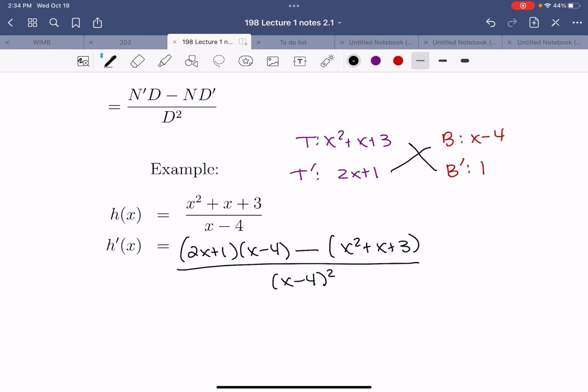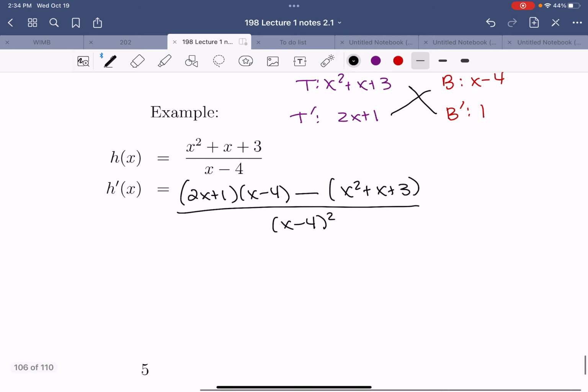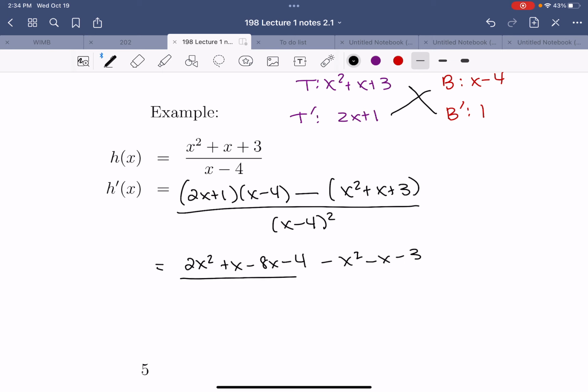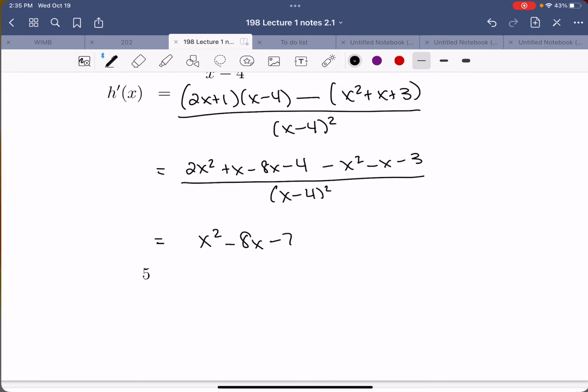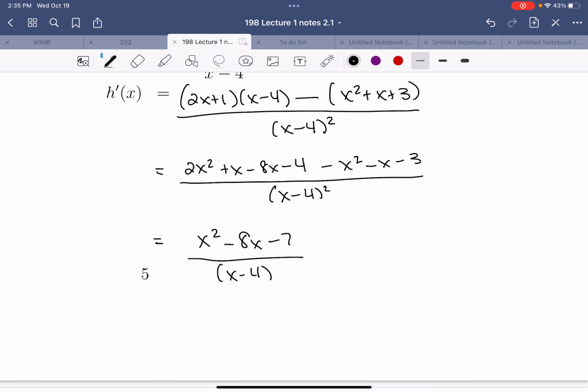When you simplify, I never multiply out the denominator because it's not useful. But I will multiply out the numerator so that I can combine like terms. So this gives me 2x squared plus x minus 8x minus 4, and minus x squared minus x minus 3, all over x minus 4 squared. Then I can combine my like terms. That's going to give me x squared minus 8x minus 7 all over x minus 4 squared. Okay, so another quick example of quotient rule.